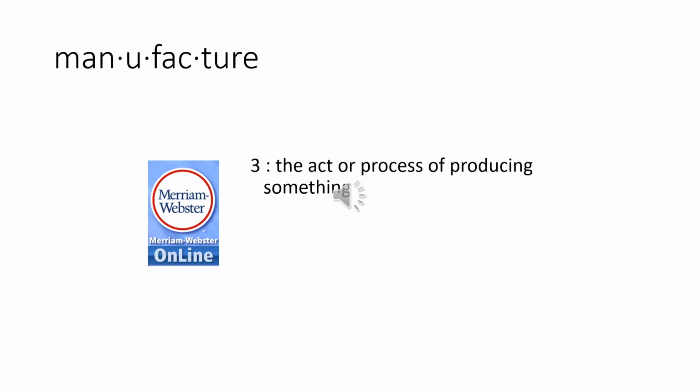According to Webster, manufacture is the act of or process of producing something. It doesn't have to be something material or anything. It could be a service. It could be administrative services. It could be anything. As long as you're doing something, you're producing something, you're in the business of manufacture. And that's what lean applies to, is that process.